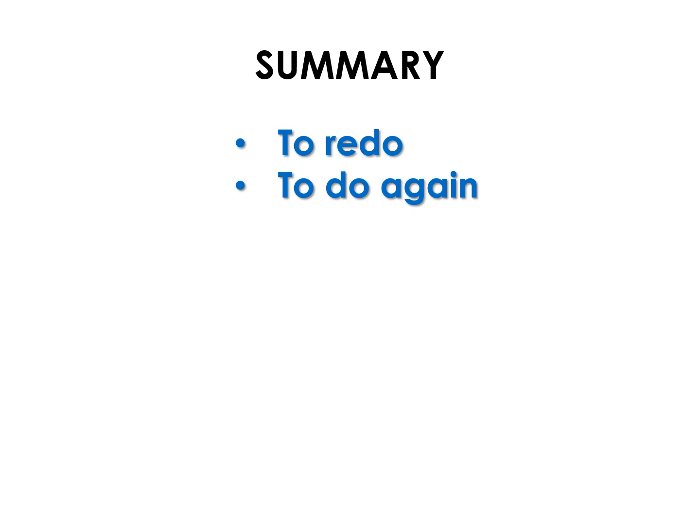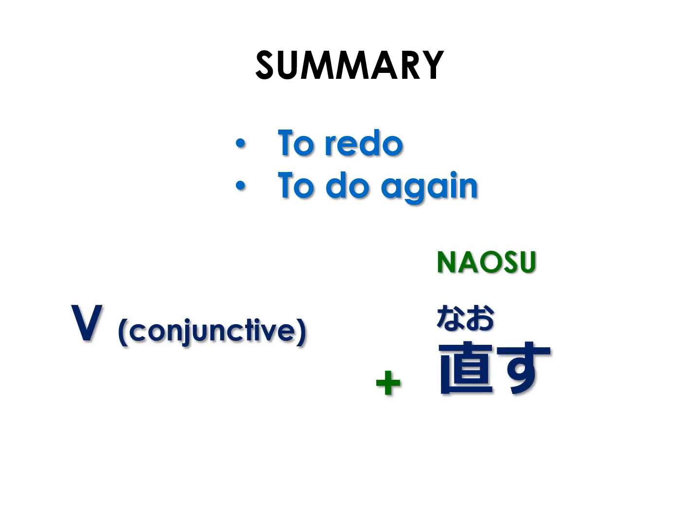So to summarize, in this lesson, we learned how to say to redo or to do again, with the nuance that it is for the purpose of fixing an earlier mistake. We do this by taking the conjunctive form of the verb and combining it with the auxiliary verb naosu, which by itself means to fix or repair. And that ends our lesson.